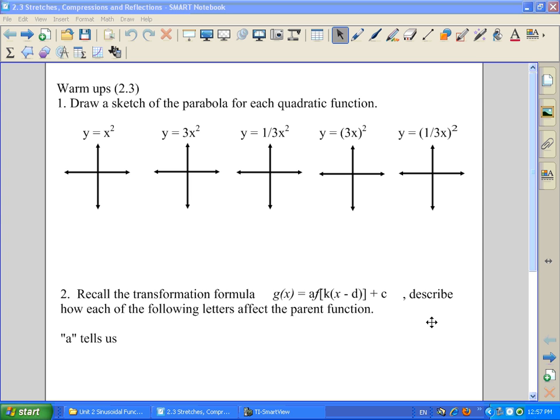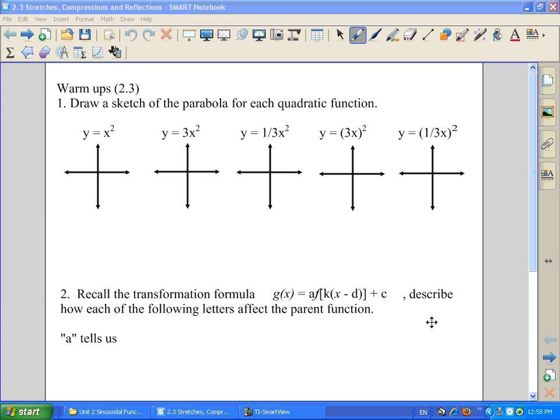So last day in class we dealt with the C and D values of the translations, which do your horizontal left-right movement or your phase shift, and then your vertical shift, which is your up and down movement. Today we're going to add in the A and the K, which deal with stretch, compression, and reflection. So let's apply it to what we should know, which is our quadratic function, since we did a lot of that from grade 10 and some into grade 11.